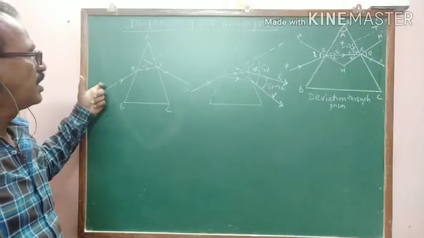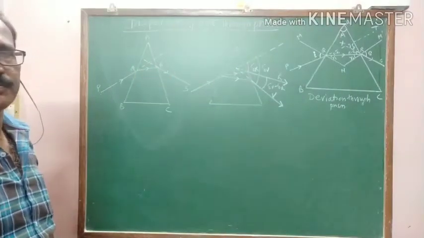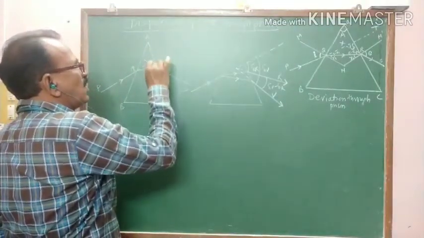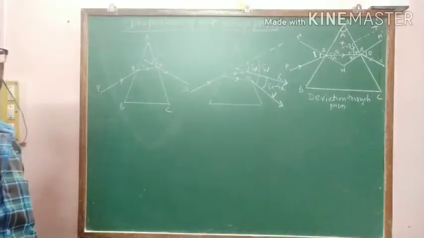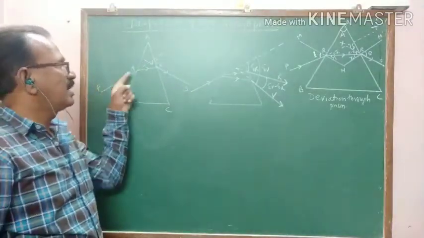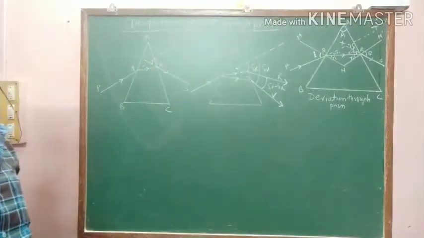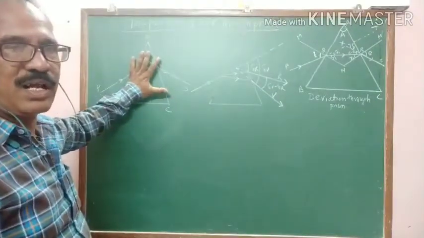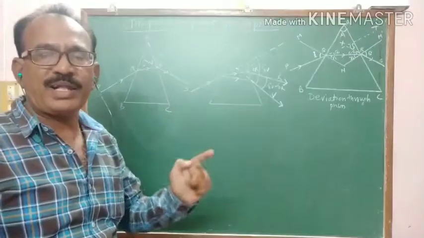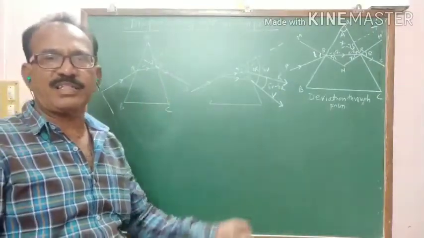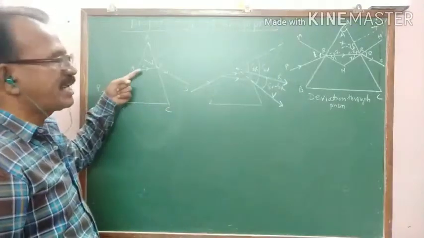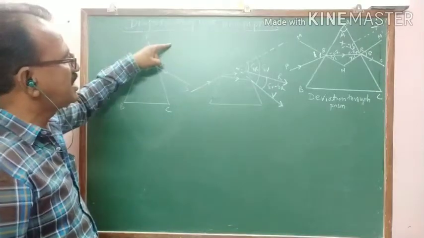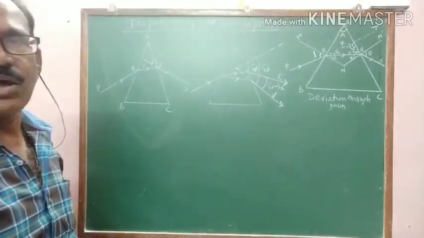Incident ray, refracted ray and emergent ray. The angle between the incident ray and the emergent ray is called the angle of deviation, delta. Now this is the first figure in which I have shown you when a monochromatic light, a single wavelength, single frequency light is incident on the prism, how it refracts and how it emerges. The angle made by the incident ray and emergent ray is called the angle of deviation.